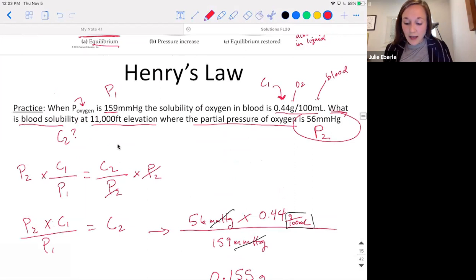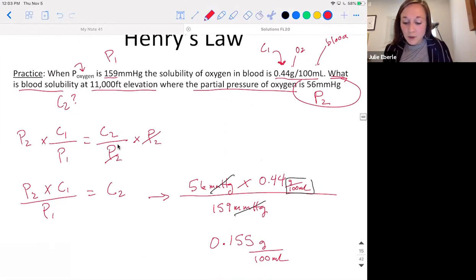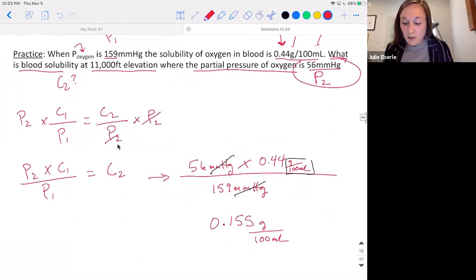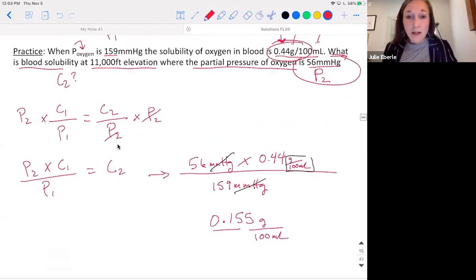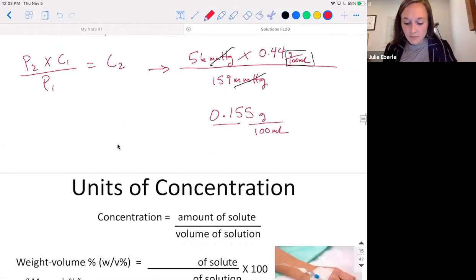So you can see as you decrease pressure, what happens to the solubility of oxygen in the blood. Initially it was 0.44 grams, and now it's 0.15. It's about a third. The solubility of oxygen decreases as you increase in elevation. That's why extreme hikers, people who want to hike Mount Everest or whatever, have to take oxygen tanks with them, because they may need to add more oxygen to their blood the higher you climb in elevation.